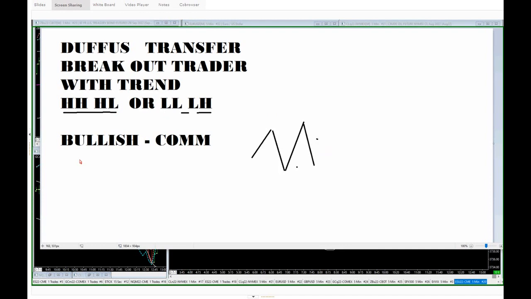So if we're bullish, we want to now pull and push the market, guys, okay? We want to pull and push the market. Does everybody see the Dufus transfer taking place there? You might be saying, but I thought you were bullish. How is that a Dufus transfer? If the value is bullish, how is that a Dufus transfer?